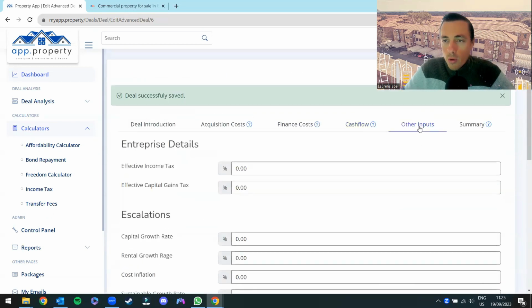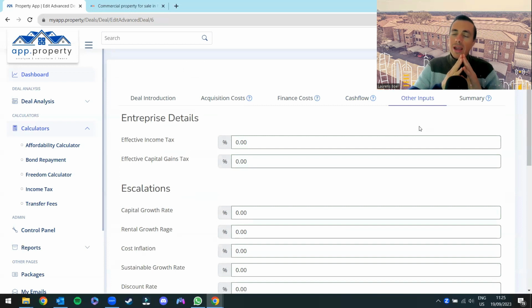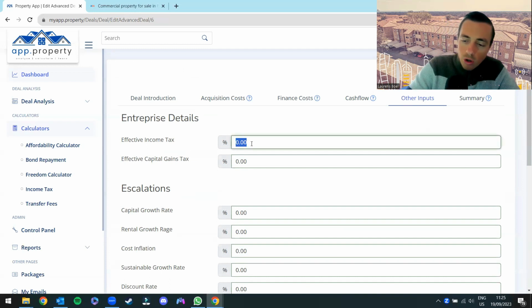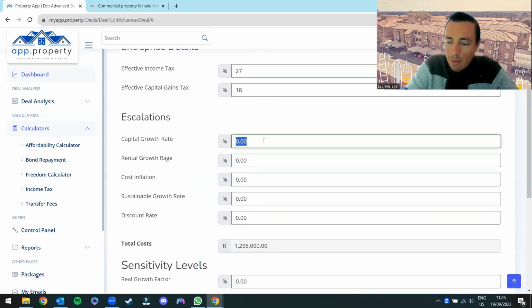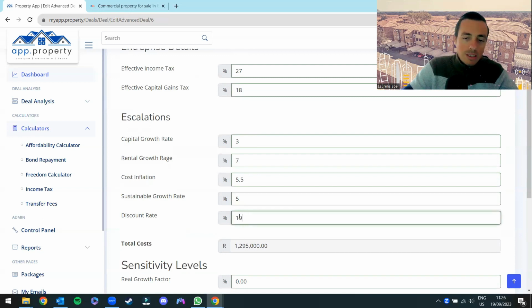This is very important with this calculator because we're looking at projecting the returns over the next 20 years. So we need to know some of these escalations. So we're going to work on 27% income tax and 18% capital gains. And then we're going to work on capital growth of 7%, capital growth of 3%. That's the appreciation of the value of the property. Rental growth of 7%, inflation of 5.5%, sustainable growth rate of 5%, and discount rate of 10%.